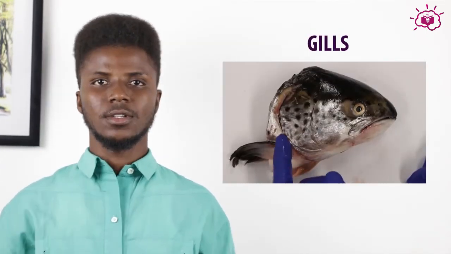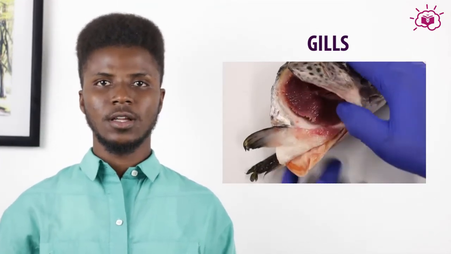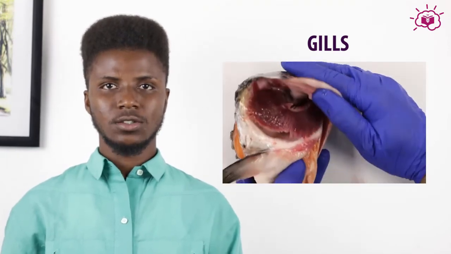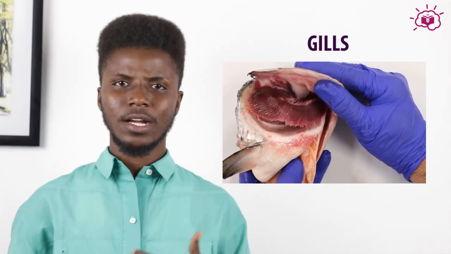Now let's talk about the gills. Gills belong to vertebrate aquatic animals, vertebrate animals that live in water. A classic example is the fish. These gills are richly supplied with blood, and that blood helps to moisten the surface so that gaseous exchange can occur. And finally, we're going to talk about the lungs.